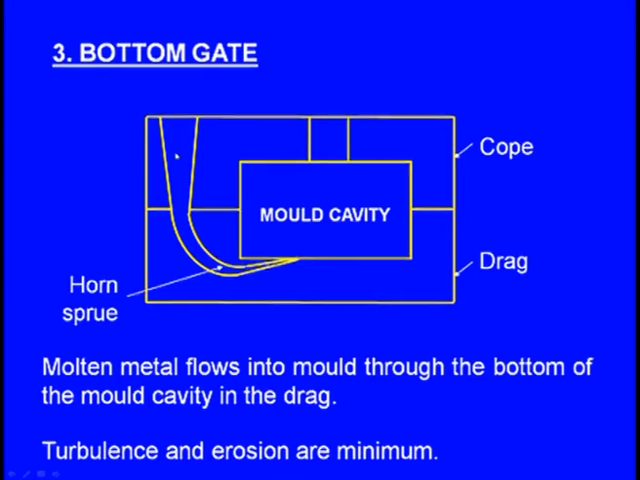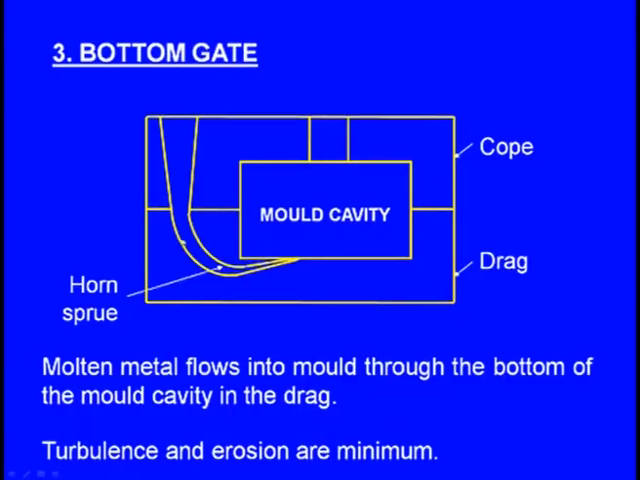Now, the molten metal comes this way. Now, there is a kind of horn sprue, means a curved sprue is there. Now, the molten metal comes like this and it passes through the curved path. Finally, it enters into the mould cavity and it fills the mould cavity. Now, here because of this, the turbulence and erosion are minimum.